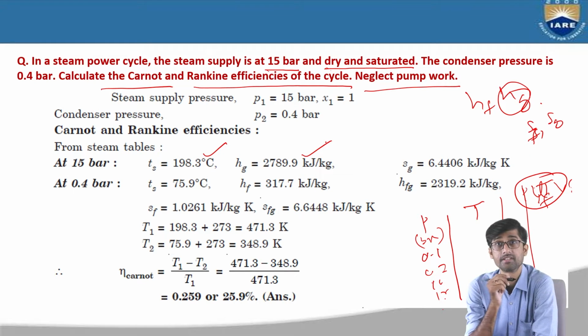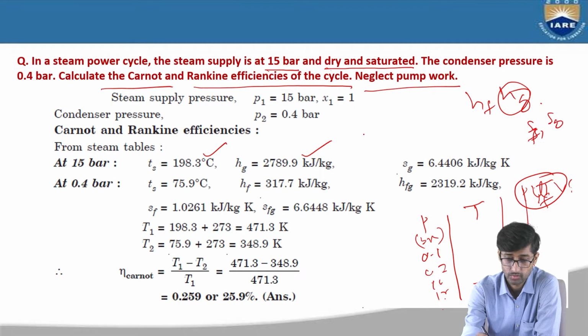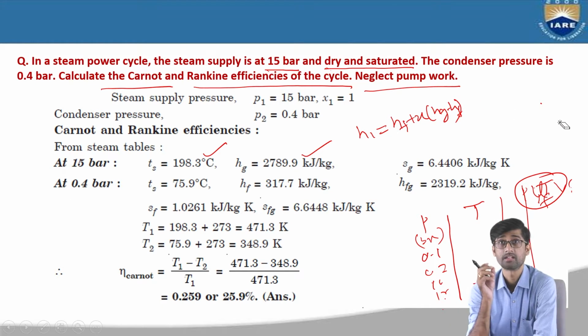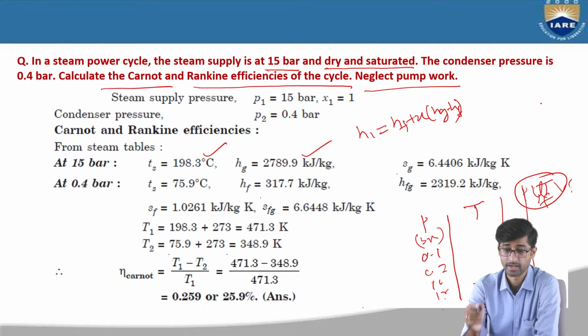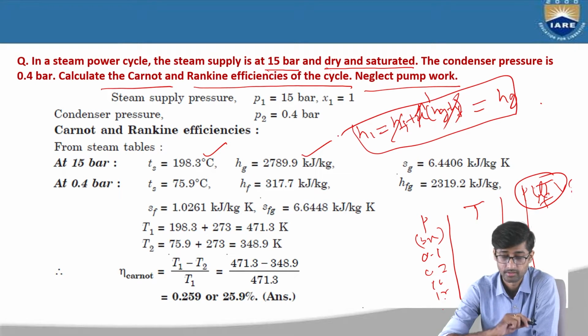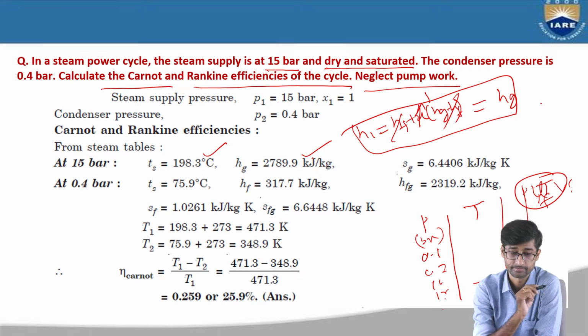Why are we calculating Hg here? Because we require H1. So H1 is equal to HF plus X into Hg minus HF, right? So this is H1. But in the initial condition, at point 1, it is dry saturated, so the dryness fraction is 1. If you put 1 here, this HF will be cancelled. So this will become Hg. So H1 is equal to Hg. That's why we are calculating Hg here, right?